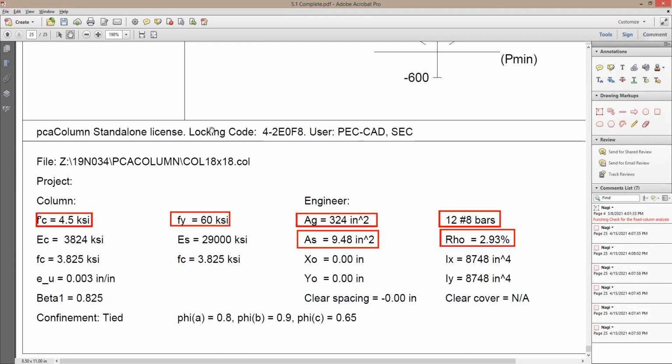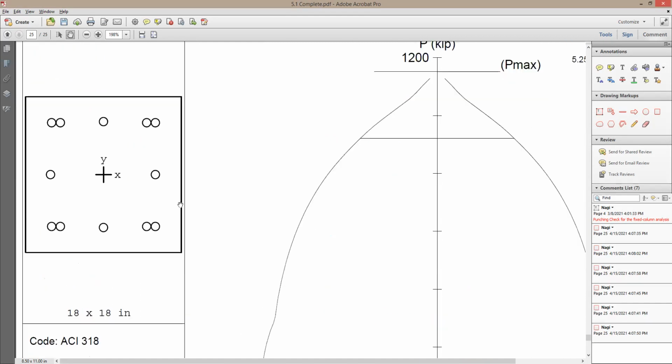What's really important after you model the column this way, and as you see here, I usually put 4 bars, one at each corner, and then one in the mid distance, mid span, or middle of the column. And then we start to add one at each corner to gain more strength.